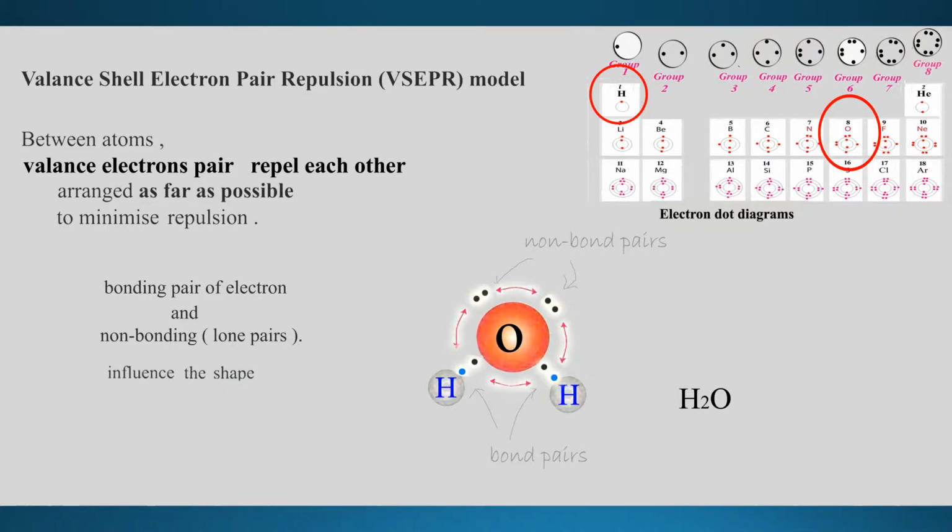And between the pairs, they repel each other. This pair repels this pair to keep a maximum distance. This pair repels this pair, and this pair repels this pair. And that's what it explains about the valency electron pair. They try to repel each other to arrange as far as possible to minimize repulsion.